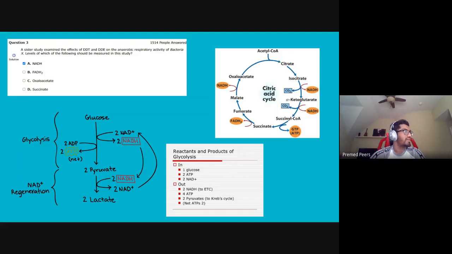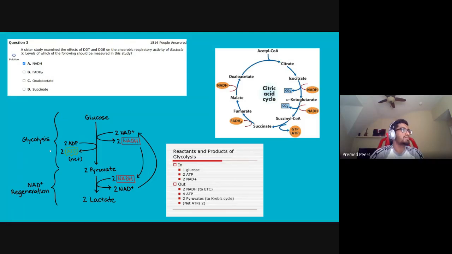So when we have the answer choices for this one, the only one of these 4 that is directly relevant to the purely anaerobic part of cellular respiration is NADH, because we put in NAD plus and we get out NADH. So if we're trying to measure the anaerobic respiratory activity, it is very important that we measure the product of glycolysis, the anaerobic respiratory action. So we would be following the levels of NADH.